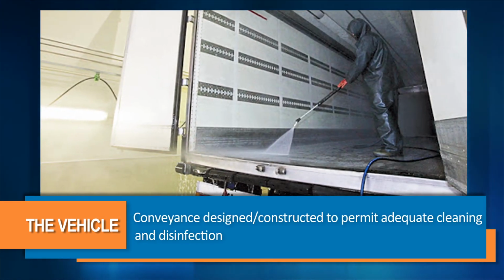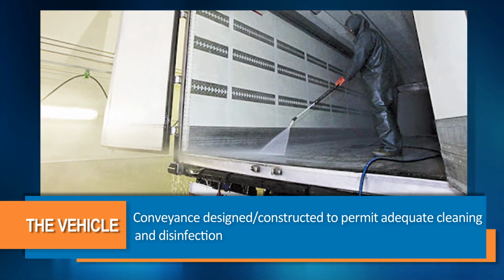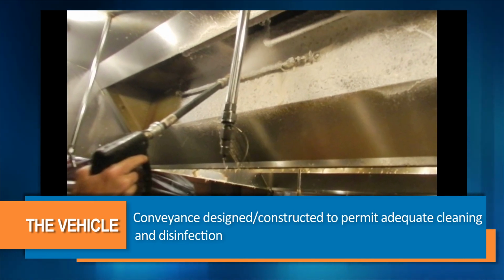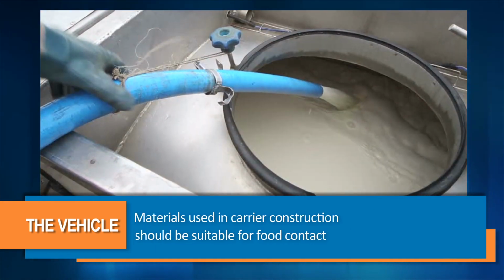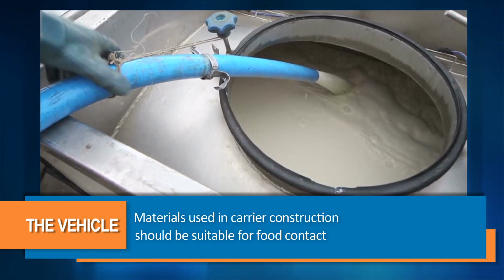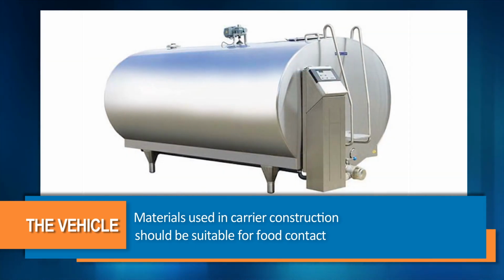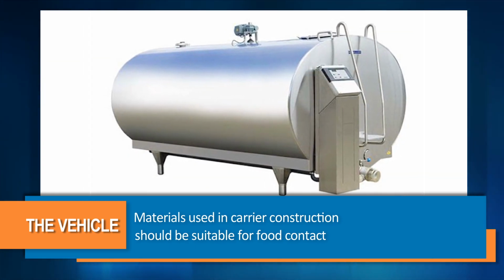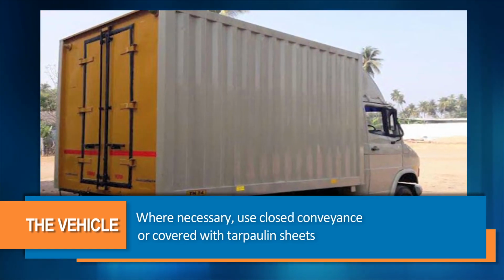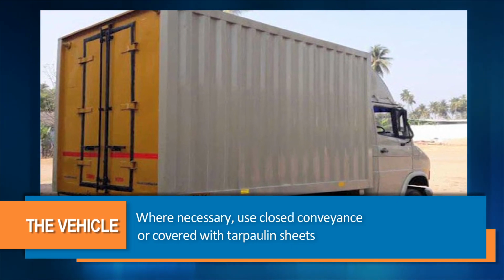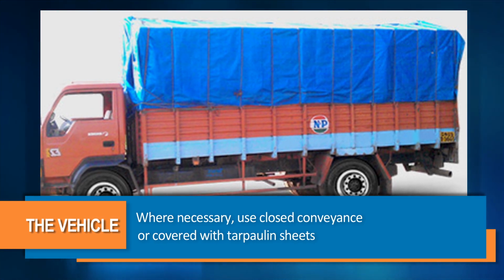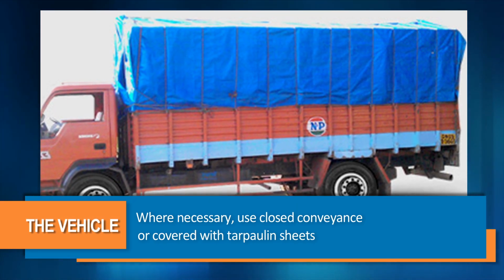The conveyance shall be designed and constructed to permit adequate cleaning and disinfection as required. Where direct contact with food may occur, such as in case of oil and milk, materials used in carrier construction should be suitable for food contact. Where necessary, closed conveyance shall be used or effectively covered with tarpaulin sheets to protect the food product from external environment.